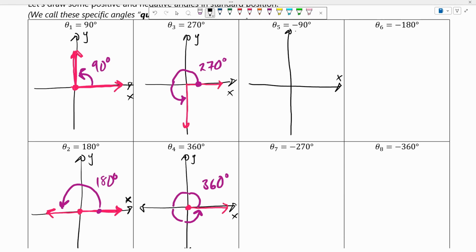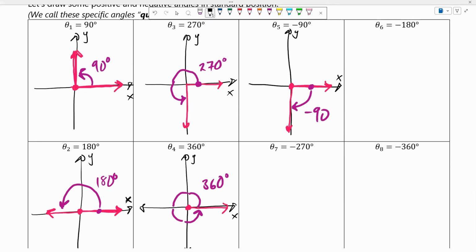So this time, everything starts out the same. So there's an X, there's a Y. Here's my initial side, right? But now I want to go negative 90 degrees, right? So that means I get to end up down this way. Okay? And to do that, I start here and I go that way. You guys notice that I'm going clockwise this time, right? Since I'm going clockwise, that's the negative direction. And I went 90 degrees, negative 90 degrees. Boom. Cool?